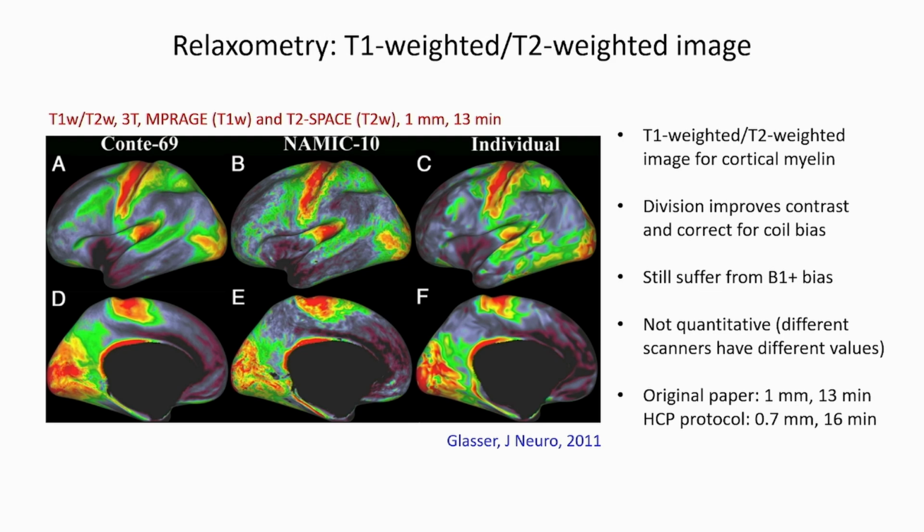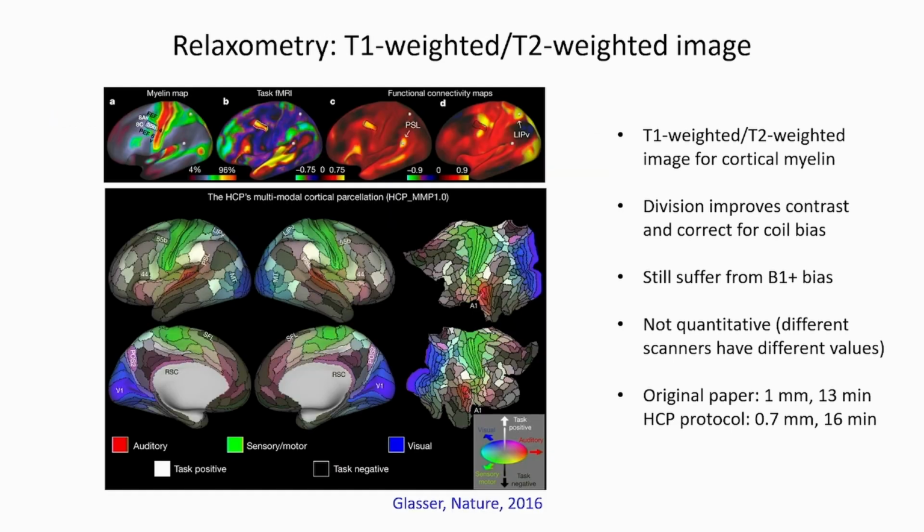They improved their protocol in the sense that the original paper suggests using 1 millimeter isotropic voxels, but if you think about the cortex, it's only about 2 to 4 millimeters thick. So doing myeloarchitecture with 1 millimeter is a little bit challenging. Later, in the Human Connectome Project protocol, they went for 0.7 millimeter resolution, still taking 60 minutes. I believe that's a good compromise between resolution and scan time.